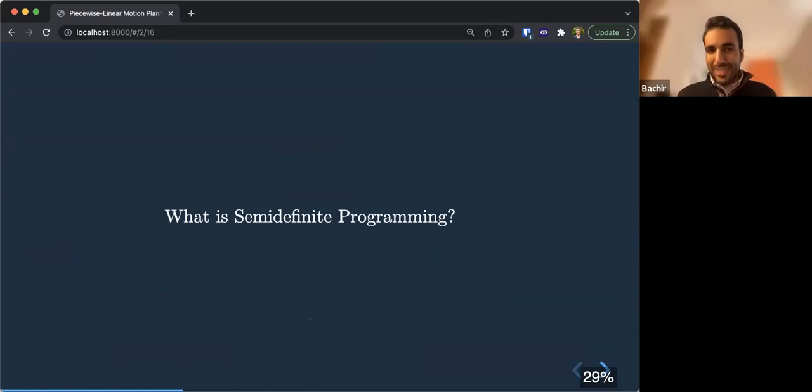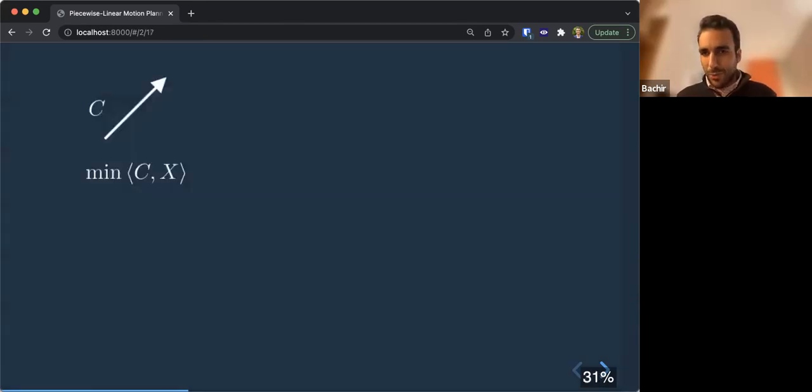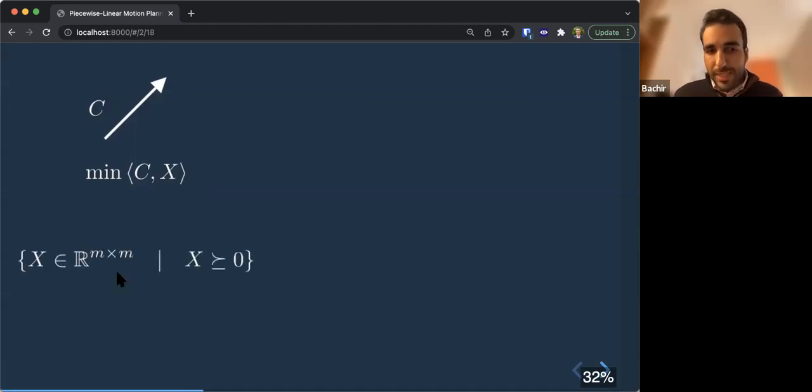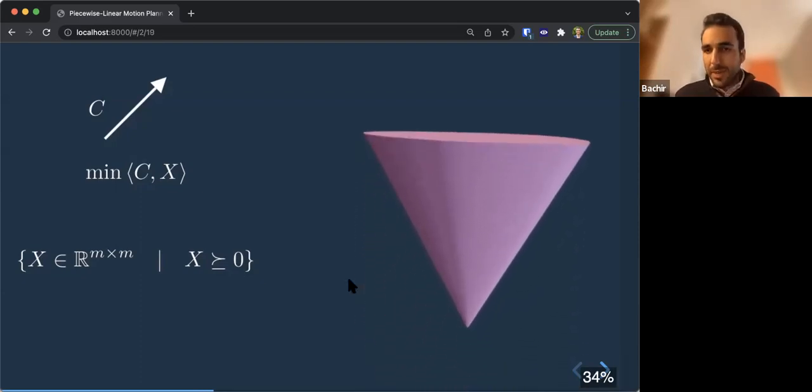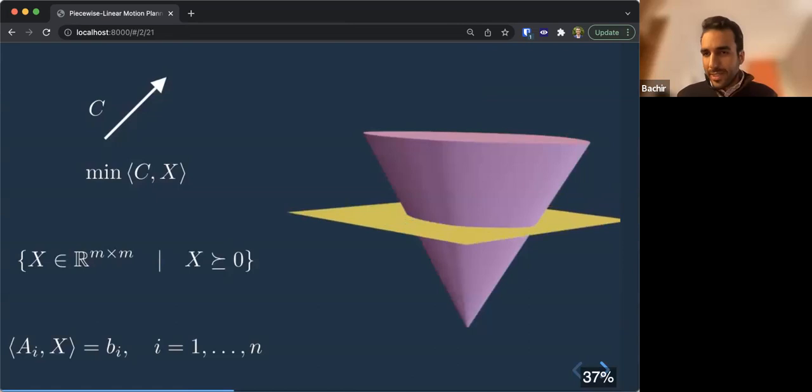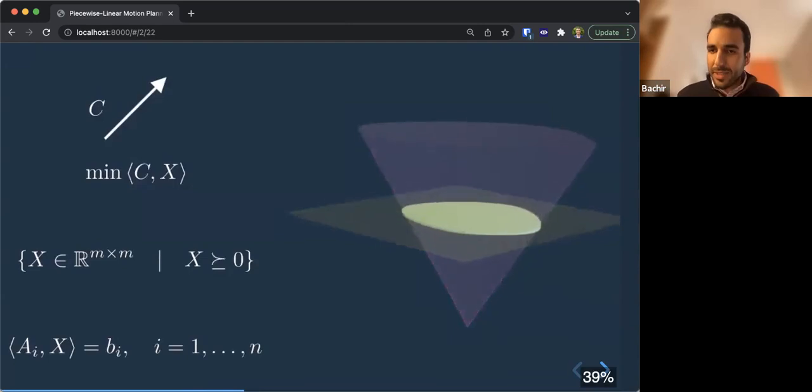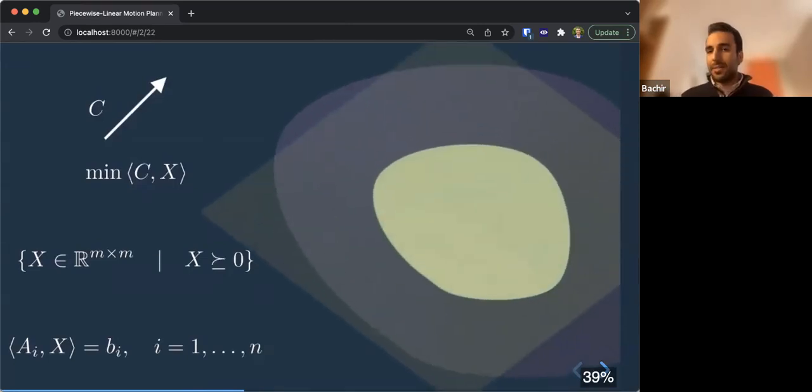And if you've never heard the word semi-definite programming, in a nutshell, this is the problem where you want to minimize a linear function. So C is a matrix, X is a matrix, X is our decision variable. And we want X to be a positive semi-definite matrix. So I'm really optimizing over the set of positive semi-definite matrices, and I have maybe some linear constraints on this matrix X. So semi-definite programming, in one sentence: you want to optimize a linear function over the intersection of the cone of positive semi-definite matrices and the hyperplane given by some linear constraints.